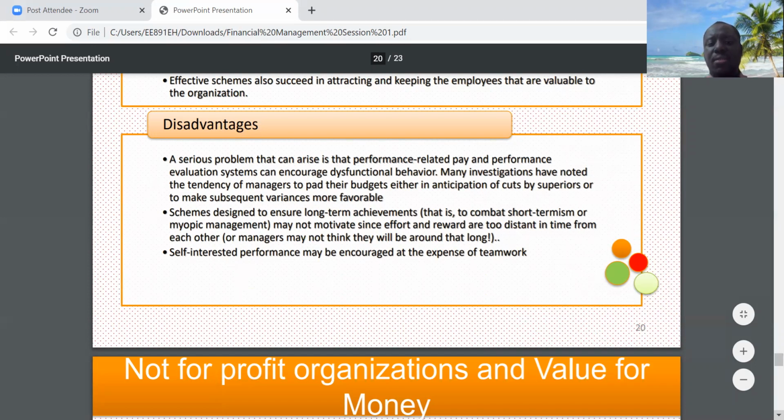And usually incentives that are designed to achieve long-term goals or purposes may not necessarily motivate employees. Why? Because people don't want to stay in organizations for long. These days, people switch from organization to organization. So if you have an incentive scheme that seeks to promote long-term achievements, it may not motivate people because they do not want to stay with the organization for 10 years. After 2 years, they want to leave. After 4 years, they want to leave. So that's also a disadvantage.